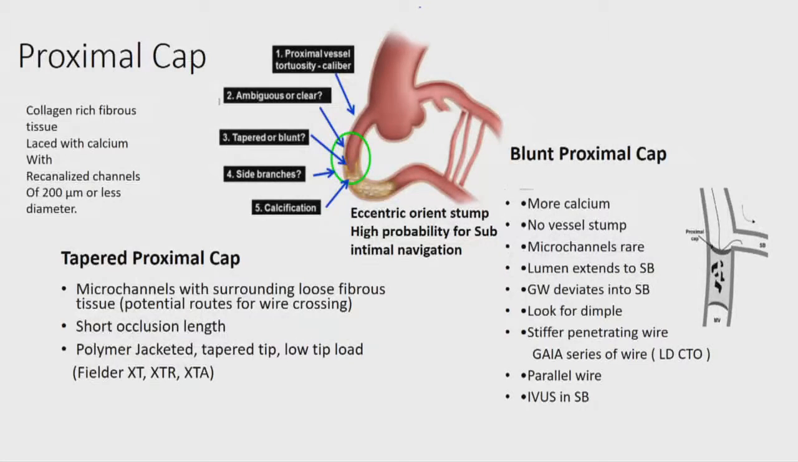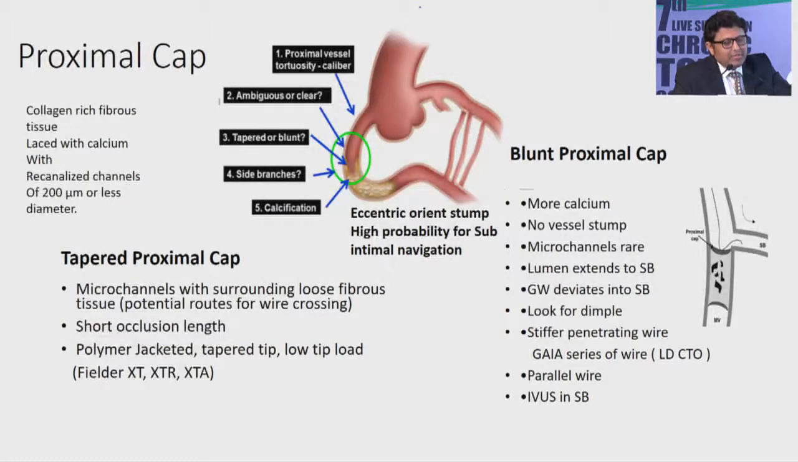So proximal caps are of two types, tapered and blunt. The proximal cap is usually rich fibrous tissue laced with calcium, with recanalized channels of 200 microns or less in diameter. In the tapered proximal cap, the microchannels are surrounded by loose fibrous tissue, and they are of short occlusion length. Polymer jacketed wires with tapered tip and low tip load, like Fielder XT, XTR, are quite helpful to penetrate the cap.